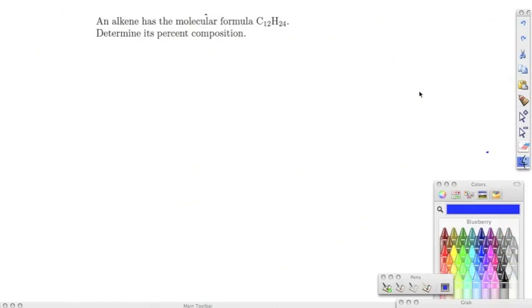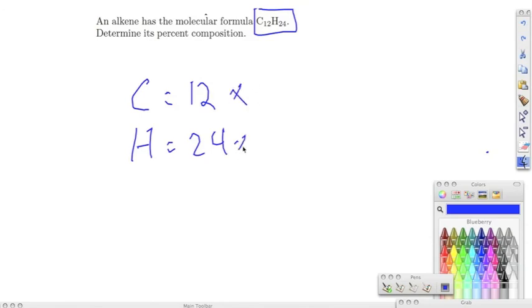All right, guys. Now it says an alkene has a molecular formula of C12H24, and it says determine the percent composition. Whenever we're determining the percent composition, we do that by mass. In our formula we have 12 carbons and 24 hydrogens, and we multiply them by their atomic masses. Carbon is 12.01 and hydrogen is 1.01.